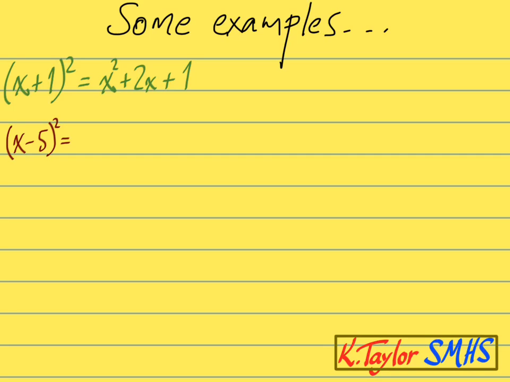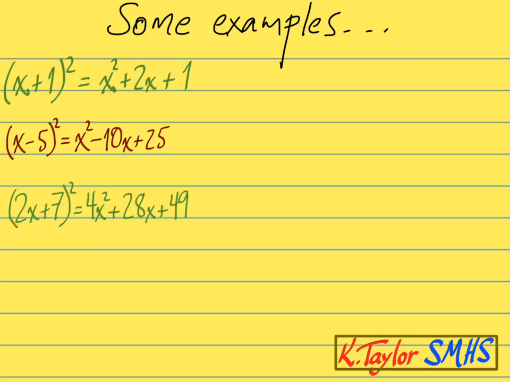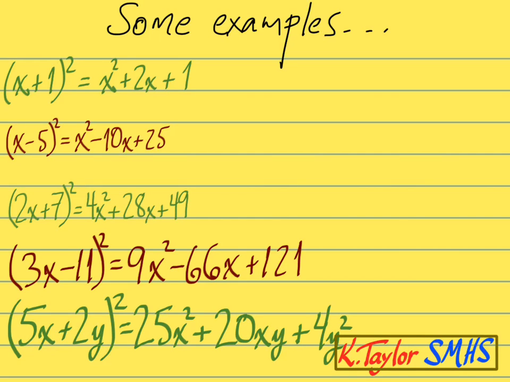Let's do another one. (x − 5) squared is x squared minus 10x plus 25. That minus 10x there, that's 2 times x times negative 5, so that's negative 10x. Here's another one: (2x + 7) squared. Okay, you get that one. Here's another one, another couple of them there.